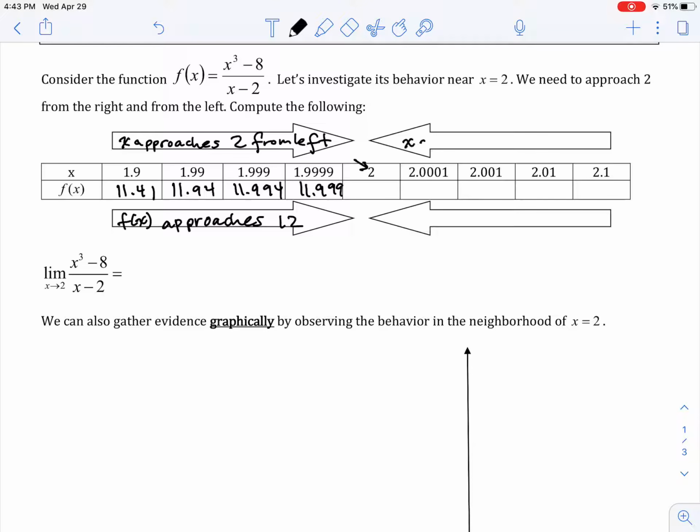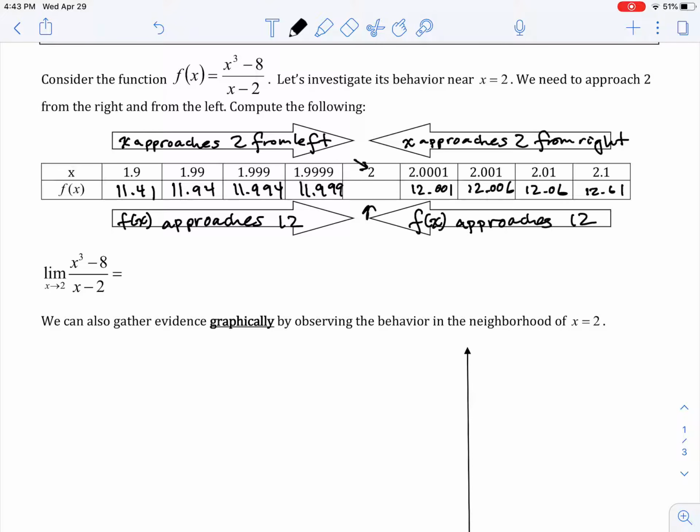Now let's look at what's happening as x approaches 2, this time from the right. As x gets closer and closer to 2 from the right, we should have gotten these values: 12.001, 12.006, 12.06, and 12.61. So f of x looks like it's approaching 12 also. From the right side, it looks like it's approaching the same number, 12. So that would lead you to think, oh, so this number right here in the middle must be 12.